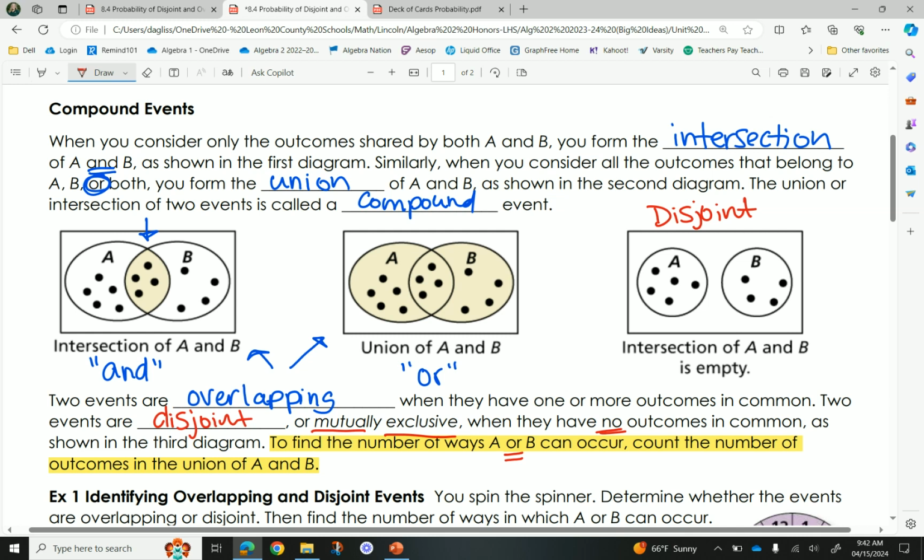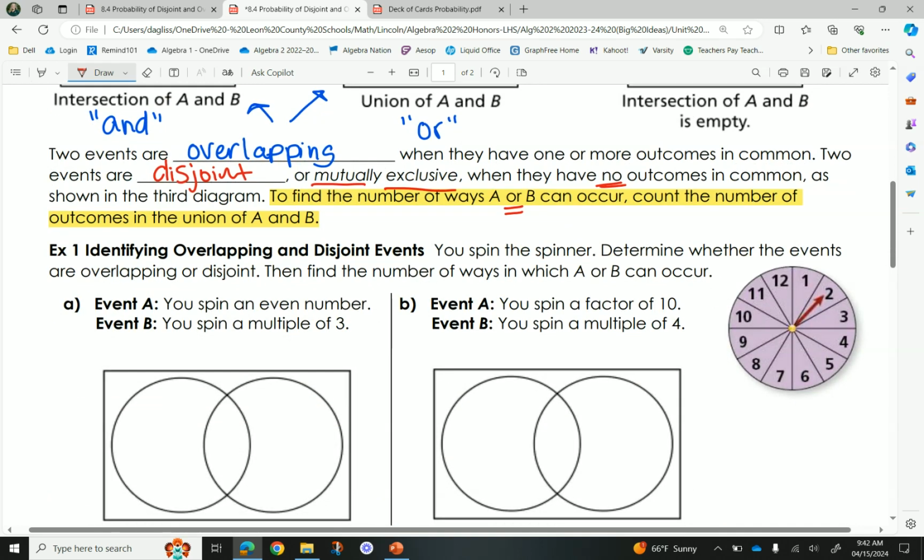So let's do a couple examples of determining if it's overlapping, if it's disjoint, and what happens if we don't fall within a circle. Okay? We spin the spinner. It's numbered 1 through 12. So we have two parts. Determine whether the events are overlapping or disjoint, and then find the number of ways in which A and B can occur. So I'm going to figure out what it is, and then for this piece, I'm going to add up everything that got put into a circle. All right?